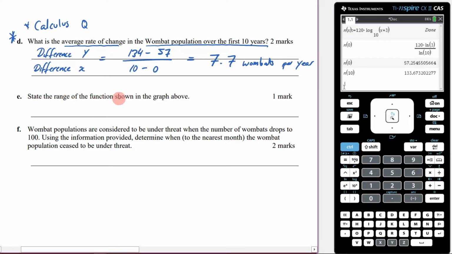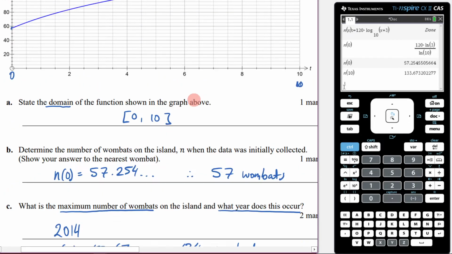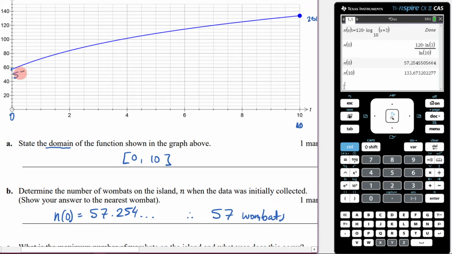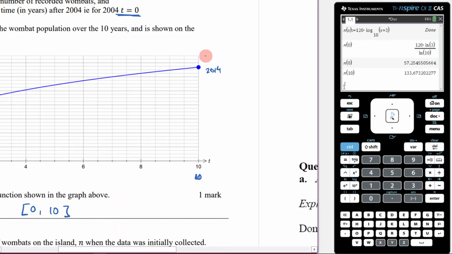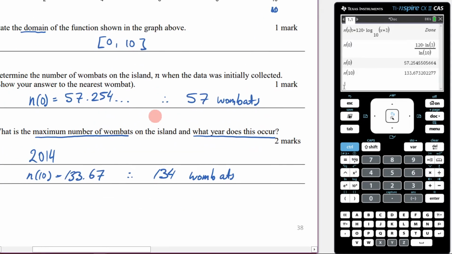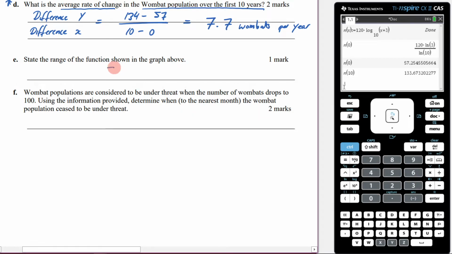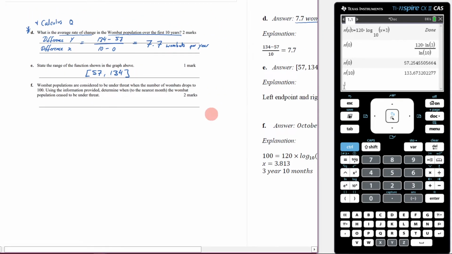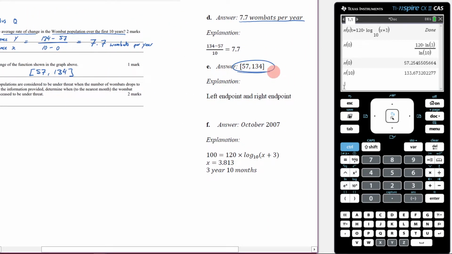Next, state the range of the function shown in the graph above. All right, so what is the range going to be? Well, we know that this is 57, and up here we said this was 134 wombats. So it'll be 57 to 134 wombats. If we look over at our mark scheme here, you can see 57, 134.